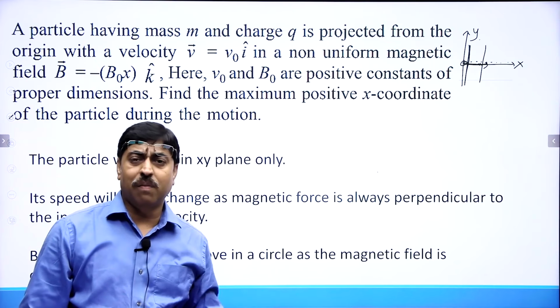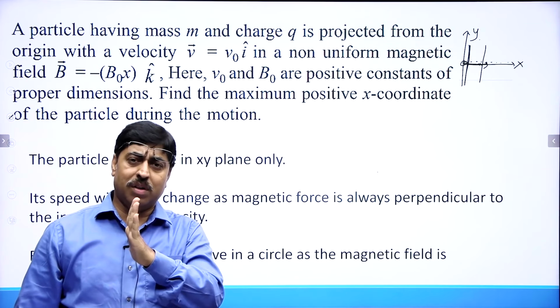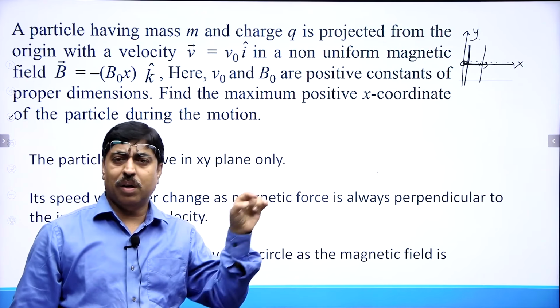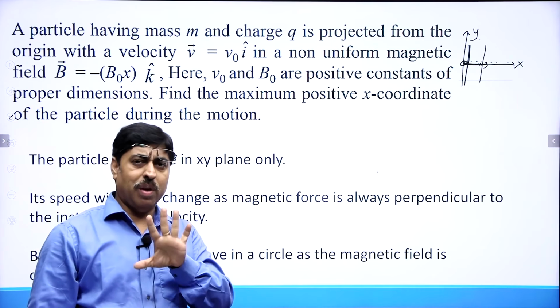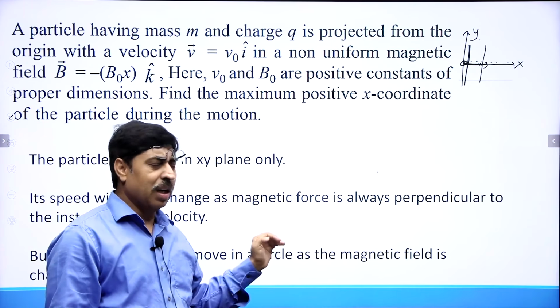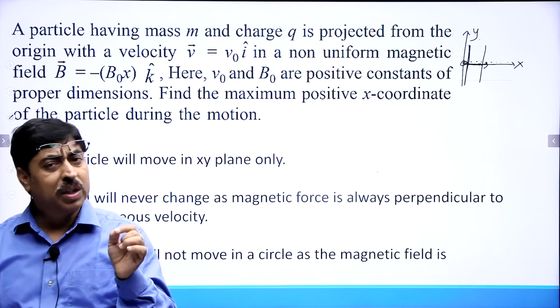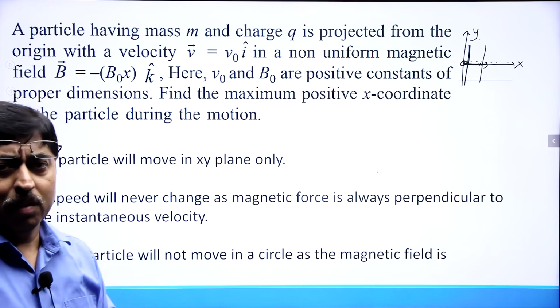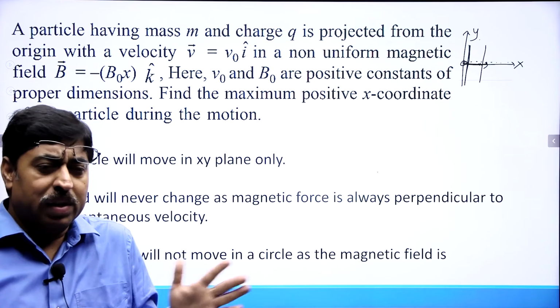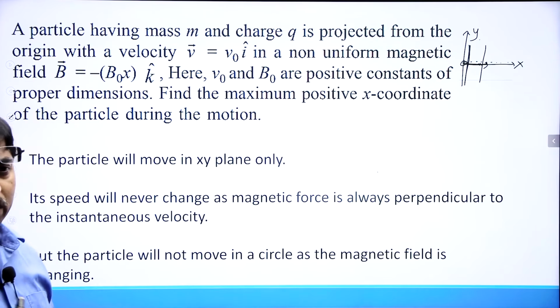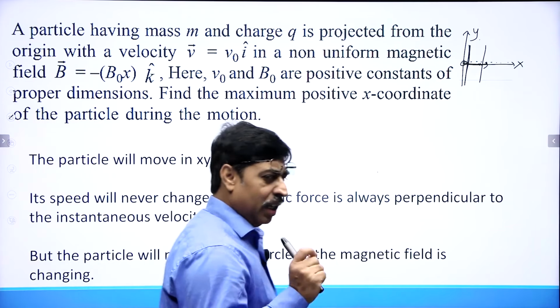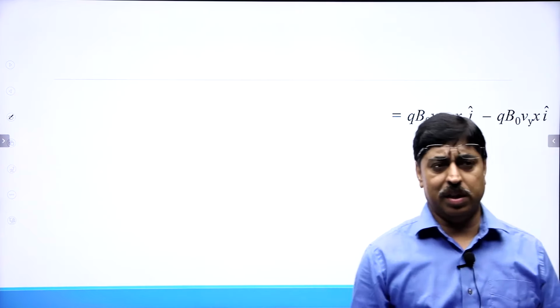For moving in a circle of fixed radius, if speed is not changing, then the required centripetal force is always mv square by r. It should have a constant magnitude. But here the magnitude of force is changing because B is changing. So obviously, the particle cannot move in a fixed circle. The path is not circular. That is another key thing that we should notice here.